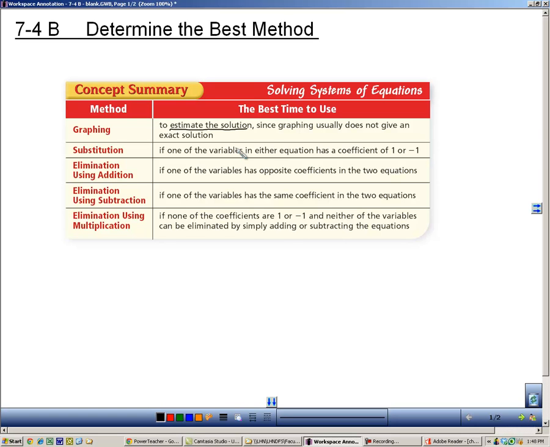The second method for solving a system was substitution. You want to use that method if one of the variables has a coefficient of 1 or -1. If you have a letter like an x or a y or a z that has no other coefficient, then substitution is the best. You isolate that unknown and then you substitute it in for the other one. So look for coefficients that are 1 or -1 if you're going to use substitution.